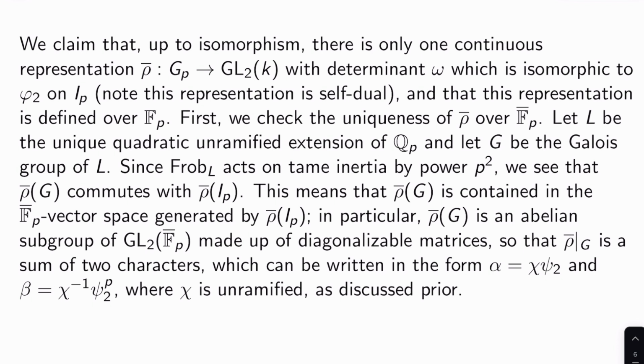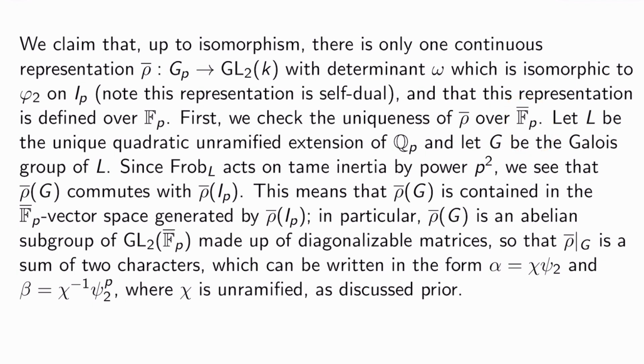We claim that up to isomorphism, there's actually only one continuous representation rho bar from G_P to GL2 of K with determinant omega, which is isomorphic to phi2 on I sub P. This representation is self-dual. Okay, so this is what we're after. And this representation is, as a matter of fact, defined over F_P, not just some extension. First, let's check the uniqueness part of that claim over F_P bar.